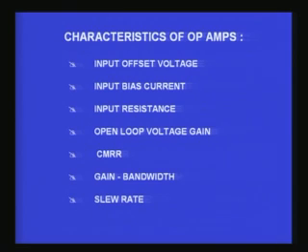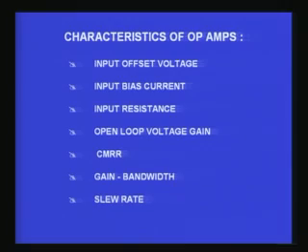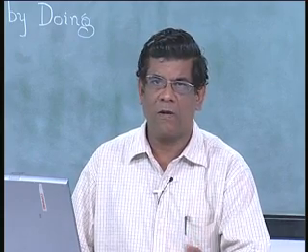So what we would do perhaps is to take each one of these characteristics and define what we mean by the various characteristics and how we measure each of these characteristics for a given operational amplifier. Usually the manufacturer, if you look at the data manual, looking at the data manual is a very important step in doing electronics.